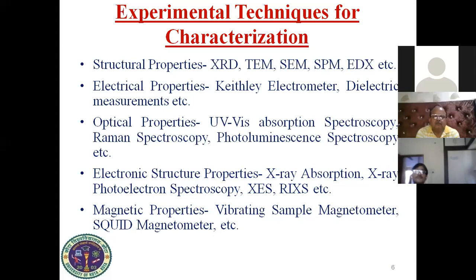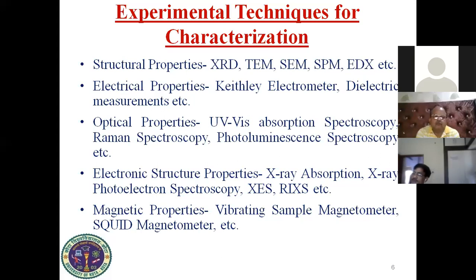Electronic structure properties are the toughest part of materials science research. We have to use X-ray absorption or X-ray photoelectron spectroscopy, and we can also use X-ray emission spectroscopy and the resonant inelastic X-ray scattering technique to study electronic structure properties. However, we have to be selective: only one technique should be adopted for our research. That can be XAS, XPS, XES, or whatever. Your supervisor is an expert, so you can have proper guidance.